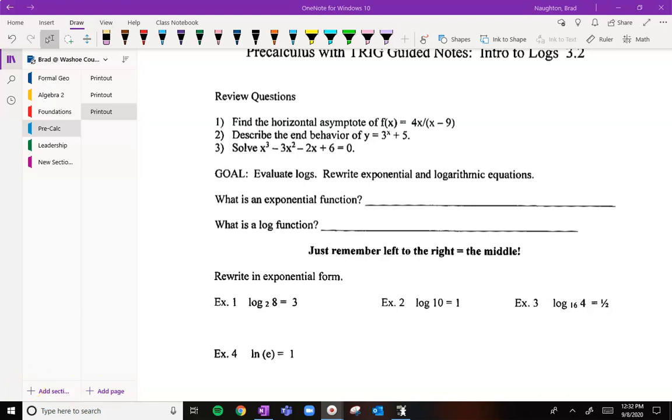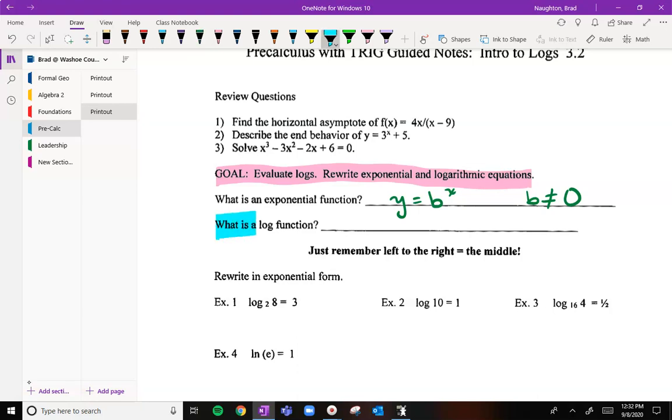We're going to jump right on into our lovely, lovely logarithmics day, because our goal today is to evaluate those logs and write the exponential and logarithmic equations. So what is an exponential function? That's y is equal to b to the x, where b cannot equal 0, as we talked about in the previous video. If you need more info on that, go ahead and go back and click the previous video.